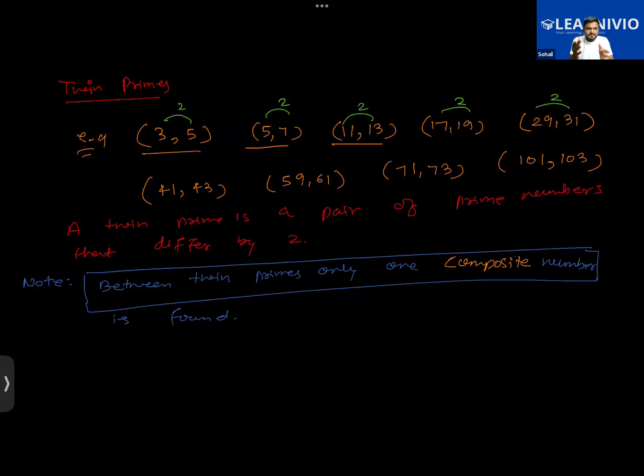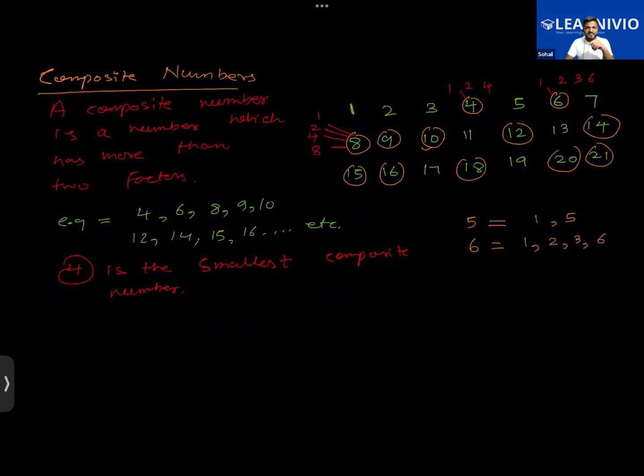For example, how many factors does a prime number have? Take the number 5. How many factors does 5 have? Exactly 2: 1 and the number itself. But composite numbers like 4, 6, 8, 9, 10, 12 have above 2 factors. So that is the difference between the two.